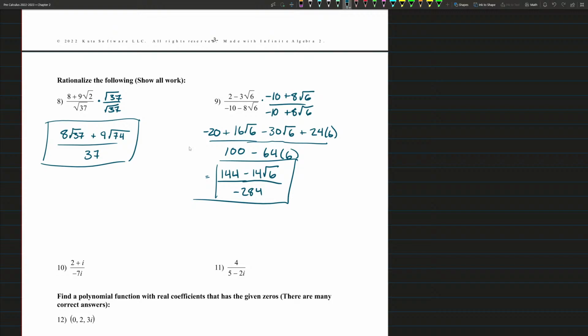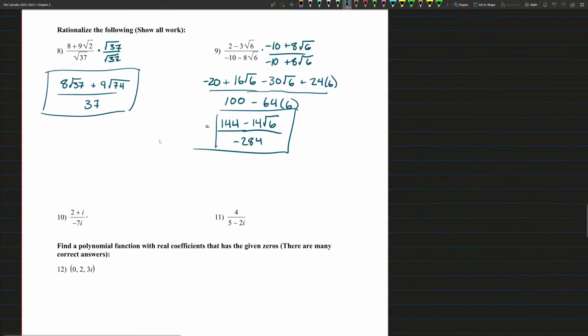Okay, so number 10 is a lot like number 8, just dealing with an i. So we multiply by i over i. So we get 2i plus i squared over -7i squared, which is -1 plus 2i. Right, i squared is -1. Standard form says that thing's out front. So -7i squared, that's just +7. This is our answer.